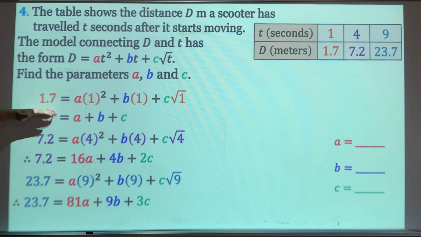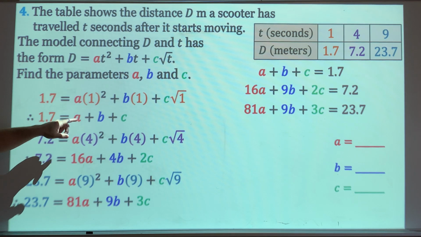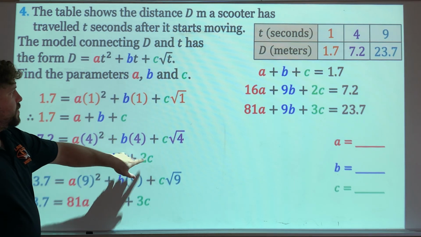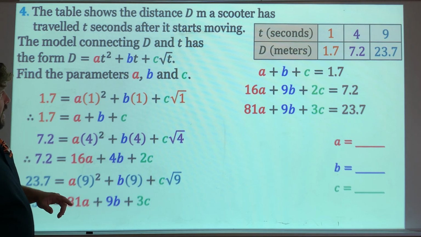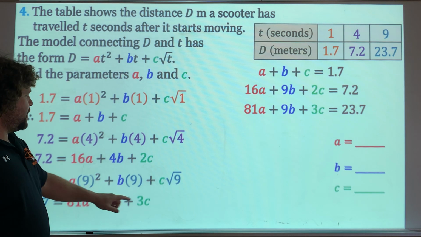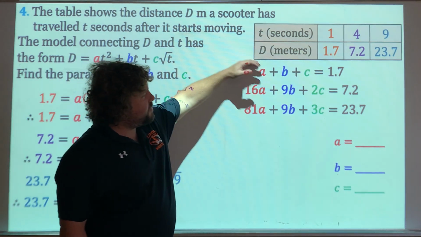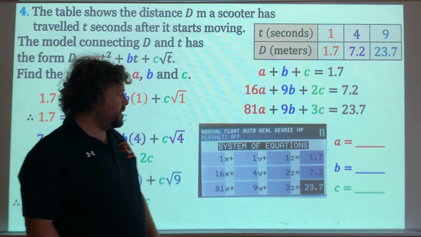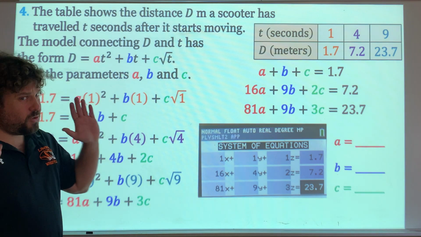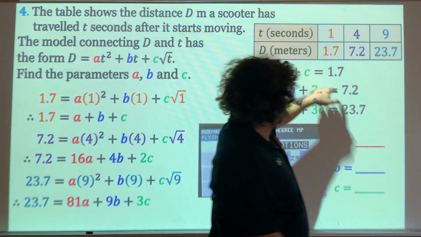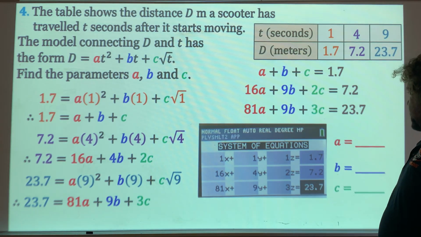Take our three equations. A plus B plus C equals 1.7. 16A plus 4B plus 2C equals 7.2. And what's the other one? 81A plus 9B plus 3C equals 23.7. If you want to reorganize them this way, you may. Put them in the equation. It makes it a little bit easier if you want. You do not have to. You can leave it like this and plug it in right here. 1, 1, 1, 1.7. You guys get the point.